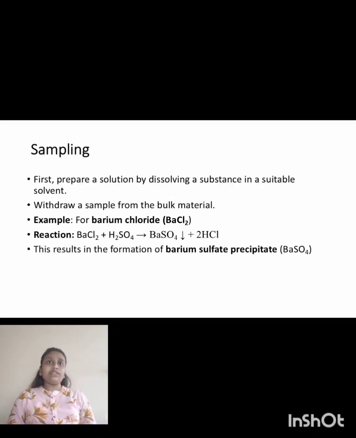First, prepare a solution by dissolving a substance in a suitable solvent. Withdraw a sample from the bulk material, for example barium chloride. Barium chloride reacts with sulfuric acid and gives barium sulfate as a precipitate and hydrochloric acid. This results in the formation of barium sulfate precipitate.